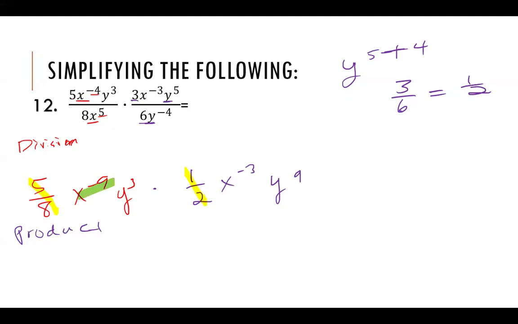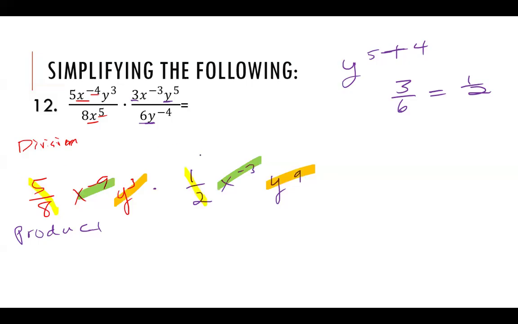I have x to the negative 9 and x to the negative 3. They are going to be multiplied together. I have y to the third and y to the ninth. They're going to be multiplied together. Does that make sense? When you're multiplying, you're going to multiply where you can. Product rule. There's the product rule for big numbers, and there's the product rule for little numbers.